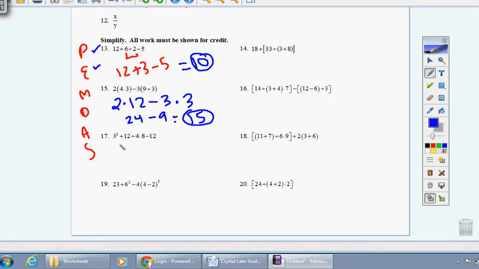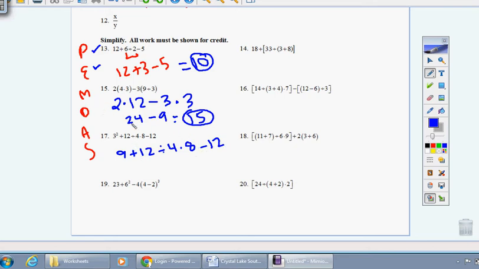Alright, let's go on to number 17 here. I have 3 squared plus 12 divided by 4 times 8 minus 12. Okay? Well, again, I don't have any parentheses, so let's not worry about that. I do have exponents, though. So 3 squared is going to give me 9. So I have 9 plus 12 divided by 4 times 8 minus 12. Okay? So now let's keep going.